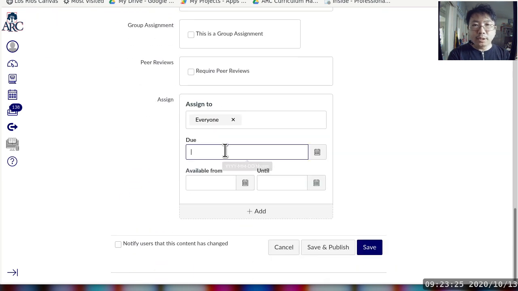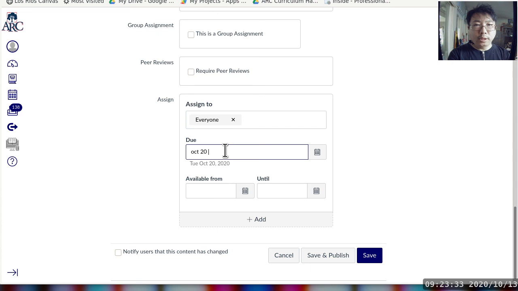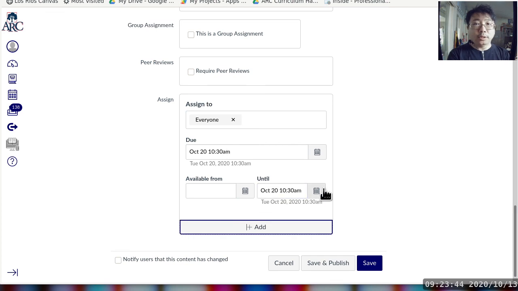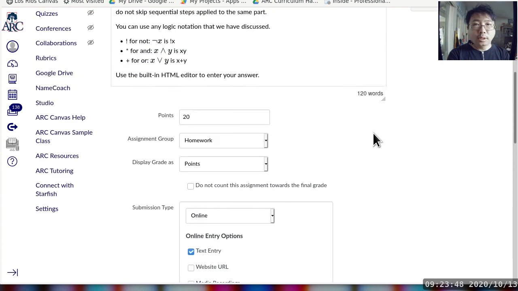And the due date is going to be in a week. Today is the 13th, so the due date is going to be the 20th. October 20th at the beginning of start time, which is 10:30 a.m. And there we go. My suggestion is to get this started as early as you possibly can. That's just important.